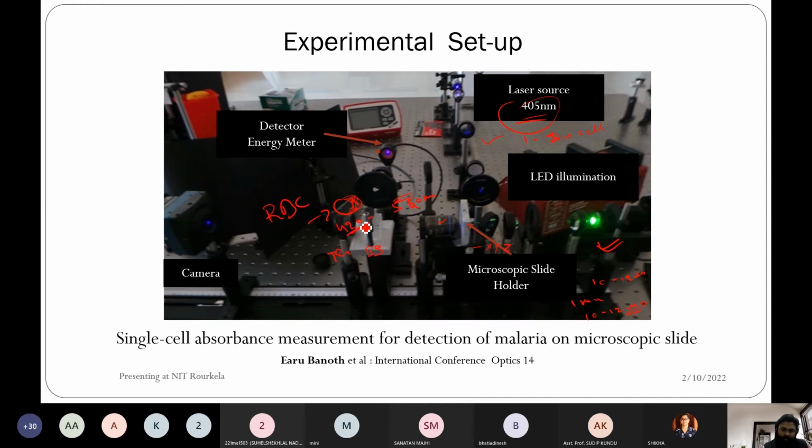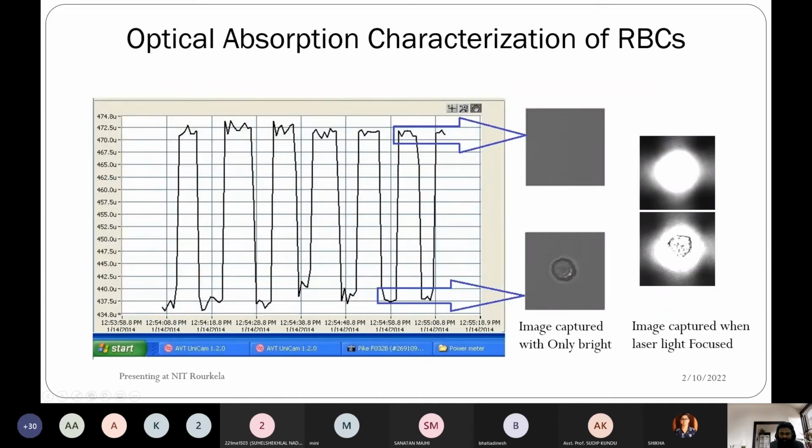Getting 420 nanometer was slightly tough for me, and a laser pointer is available at 405 nanometer, which has around plus or minus 10 to 15 nanometer variation. So it served my purpose, and we used that with this. Initially, we prepared a microscopic slide which has only normal human blood samples, having only RBCs. There are no WBCs or any other things.